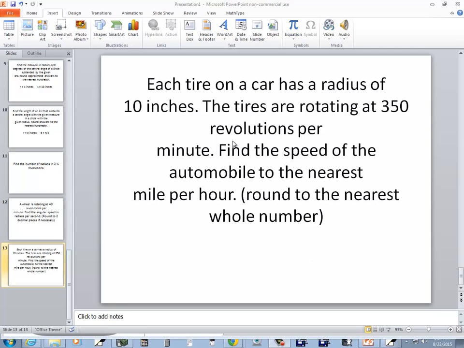Let's take a look at this problem. Each tire in a car has a radius of 10 inches. That's a pretty small tire, isn't it? It's a little clown car. The tires are rotating at 350 revolutions per minute. Find the speed of the automobile to the nearest mile per hour. Round to the nearest whole number.